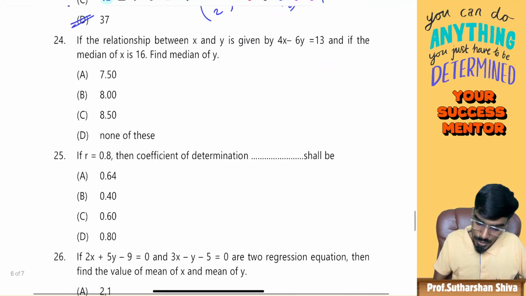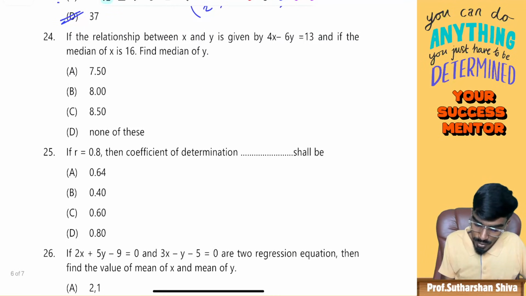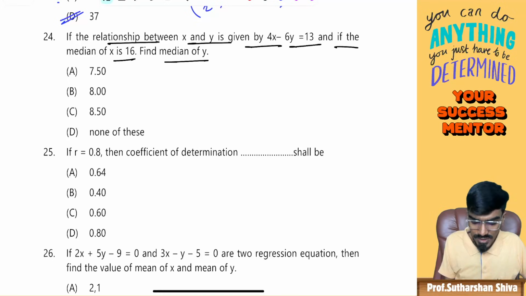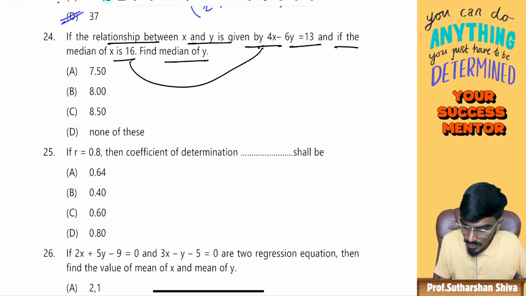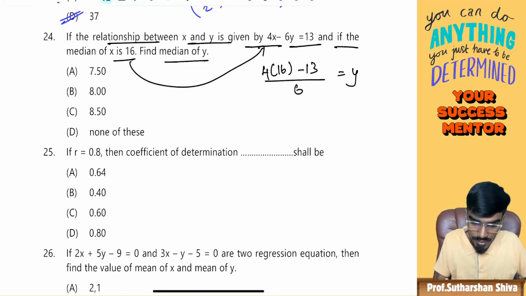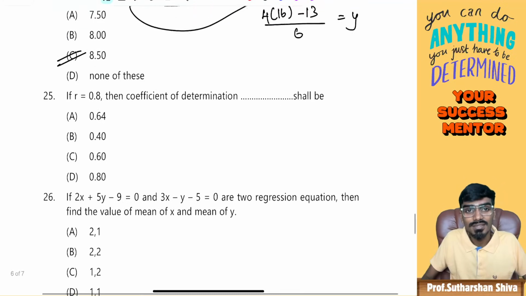Now come to question number 24. What is question number 24 about? If the relationship between x and y is given by 4x minus 6y equal to 13, and the median of x is 16, what is the median of y? Median is also affected by both shift of origin as well as change of scale. Just substitute it in the option: 4 into 16 minus 13 divided by 6 equal to y. So 4 into 16 minus 13 divided by 6 is equal to 8.5. That is my answer.